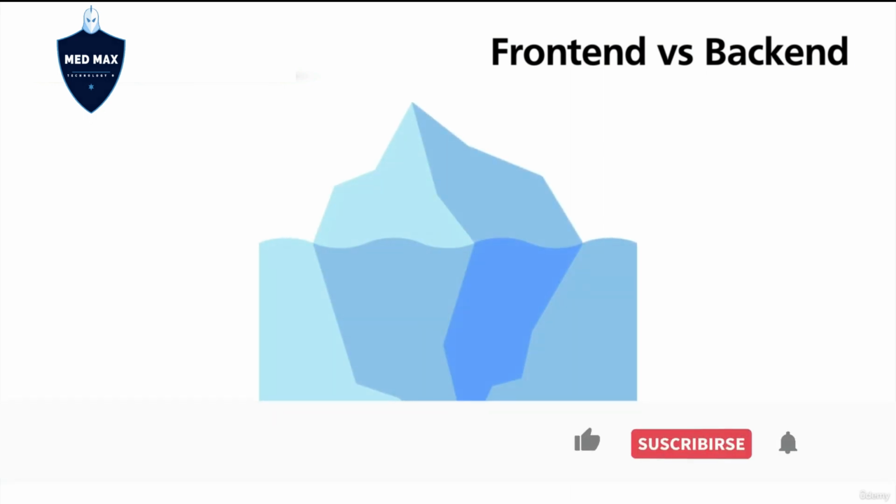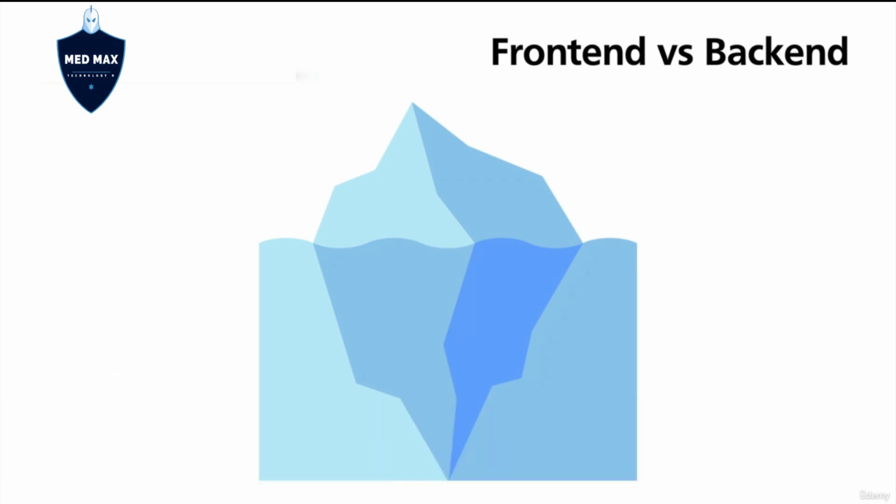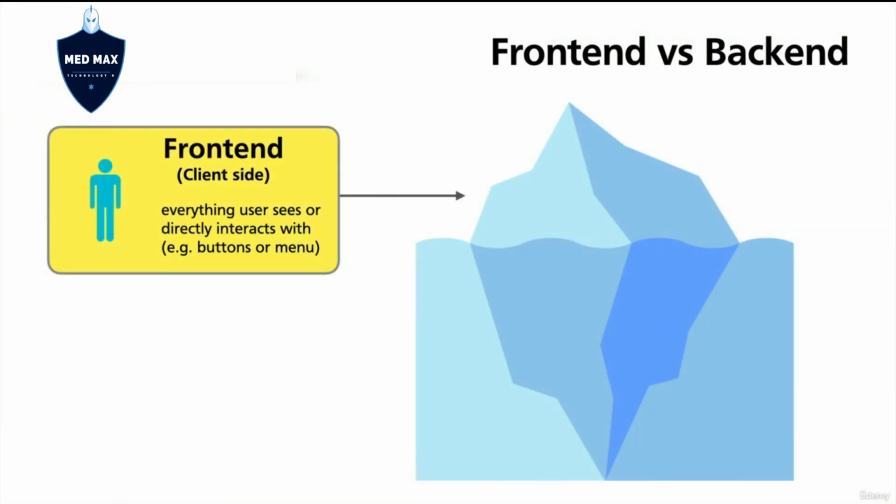This is an iceberg. And as you probably know, on average, only one tenth, or 10%, of an iceberg is above the surface of the water. The rest is under the surface and therefore not visible to people sailing on a ship next to an iceberg. In the web development world, the part of the iceberg above the surface is the front end, or client side. That's everything a user sees or directly interacts with.